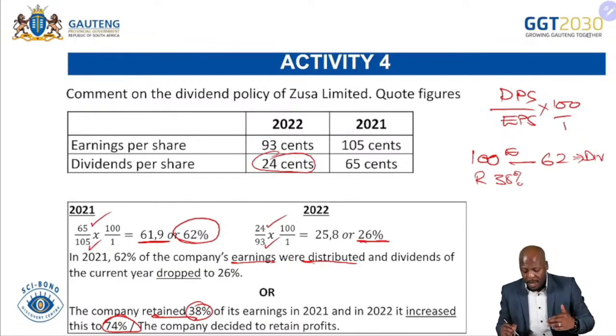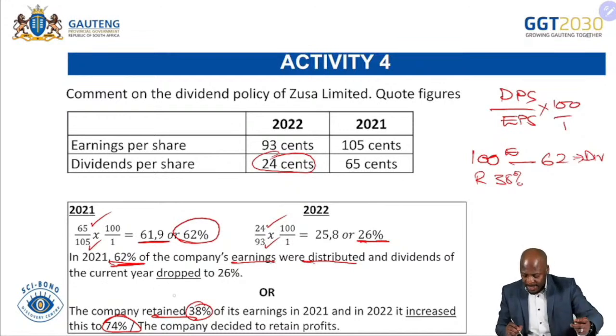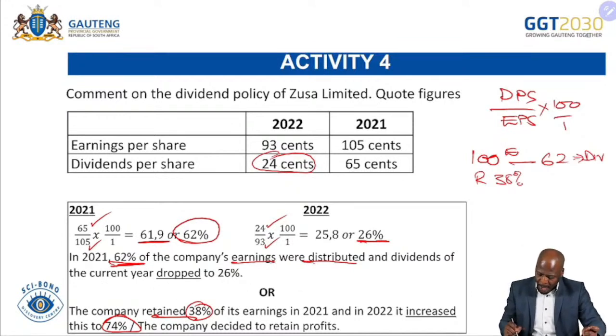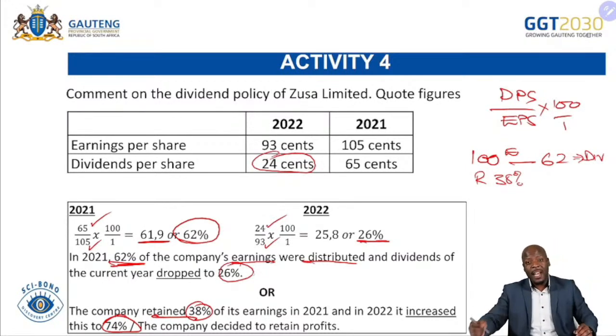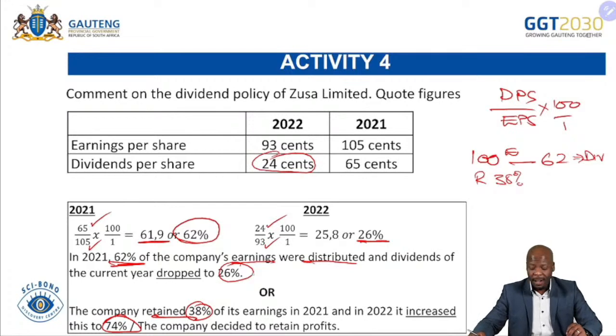Now, we then compare the year 2021 and 2022, whereby we now say in 2021, we gave 62% of our earnings as dividends. But this has now decreased in 2022, whereby we are now giving only 26%. It could be that we want to have a safe cash flow position, or we are retaining so that we can expand our operations.